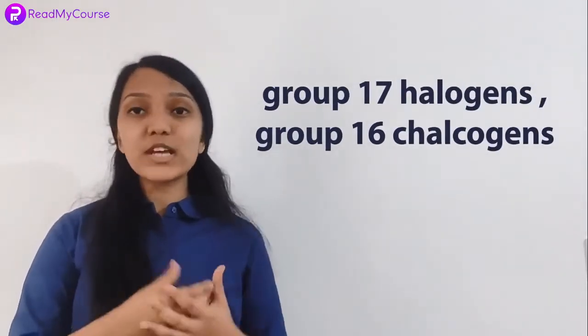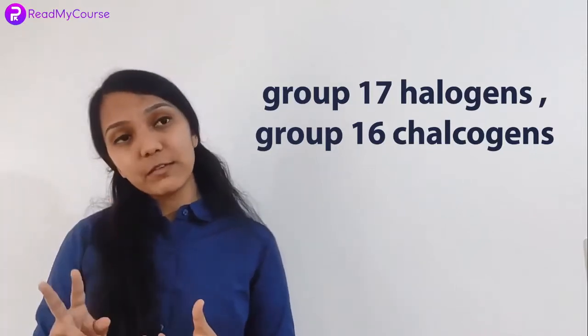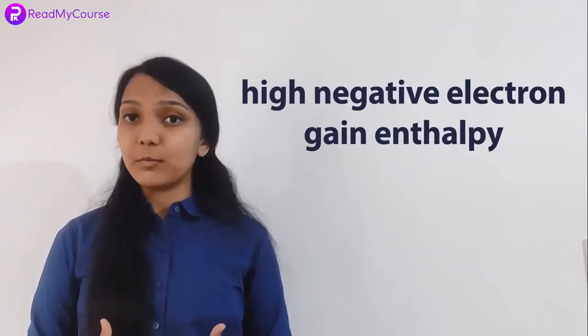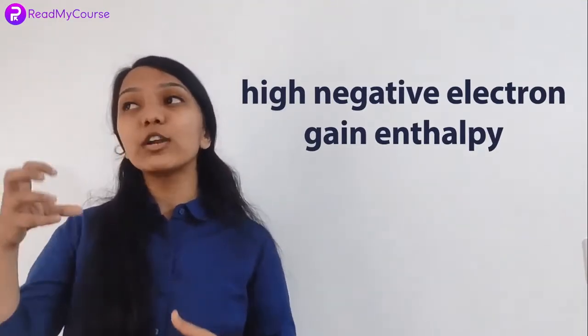Now, preceding these group 18 noble gases, we get one more group, group 17, which we call halogens, and group 16, which we call chalcogens. All these group 17 and group 16 elements have highly negative electron gain enthalpy. That is, they are ready to gain 1 or 2 electrons in order to attain stability, so that they will be completely filled and stable, right? Everyone wants to attain stability. So they have highly negative electron gain enthalpy.